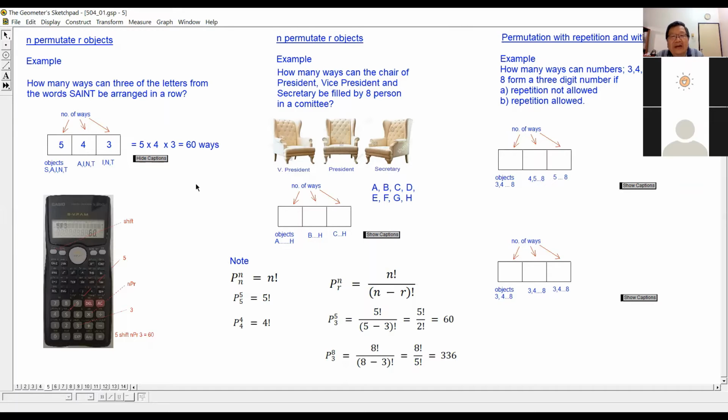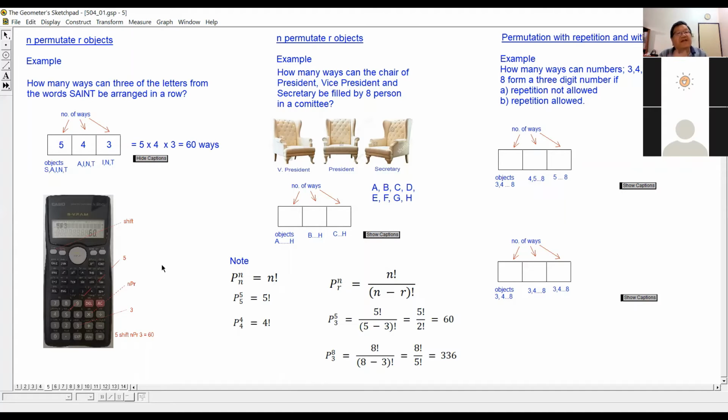If you use the calculator 5P3, then probably next time when we impose conditions on the question, you cannot use the 5P3 already. You can only use the calculator 5P3 if the question is direct. They just ask you, oh, five letters, I want to arrange 3 of them. Yes, you can use 5P3.